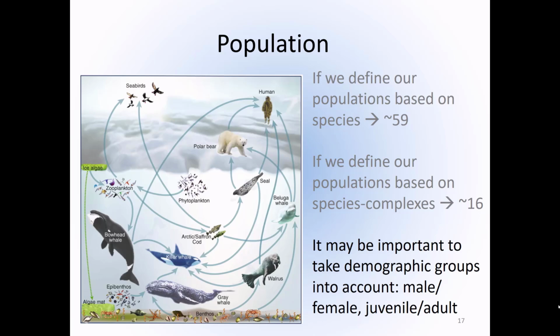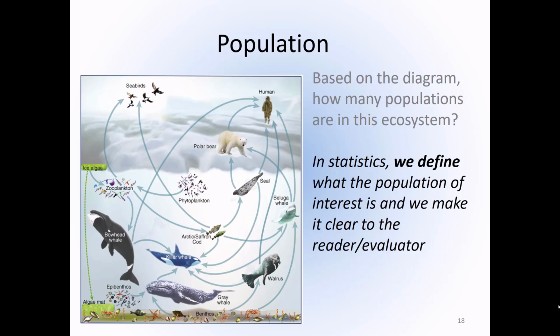And so if we are only interested in marine mammals, maybe we also need to take into account different demographic groups because maybe juveniles and adults exhibit different behaviors or they eat different foods, or maybe males and females exhibit different habitat use patterns. And so in statistics, it's really important that we define what our population is and that we make it clear to the reader or the person that's evaluating the results that we're presenting.